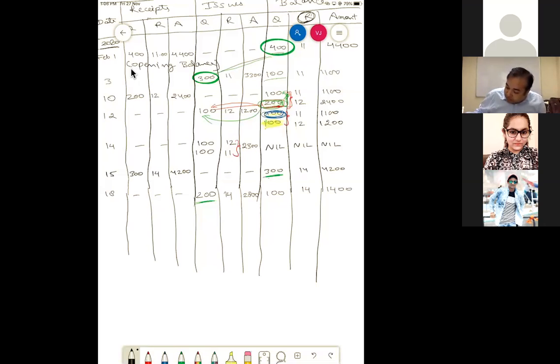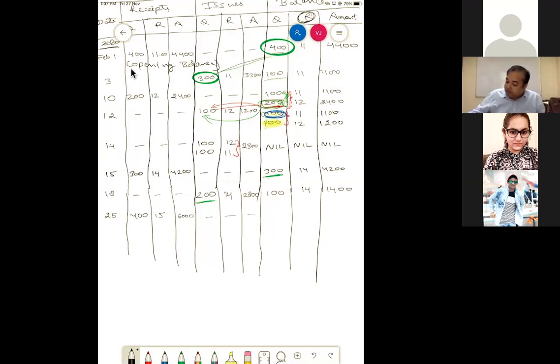is of 25th February. So here you are making a receipt of 400. Rate is 15. So that amounts to 6,000.